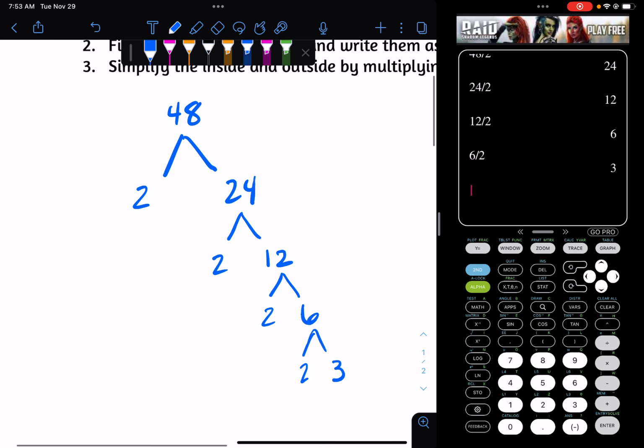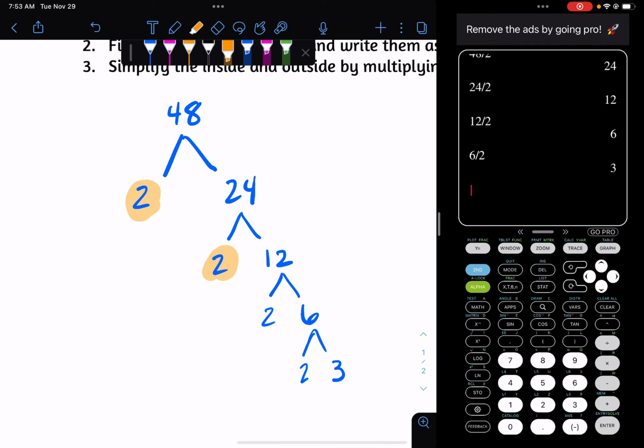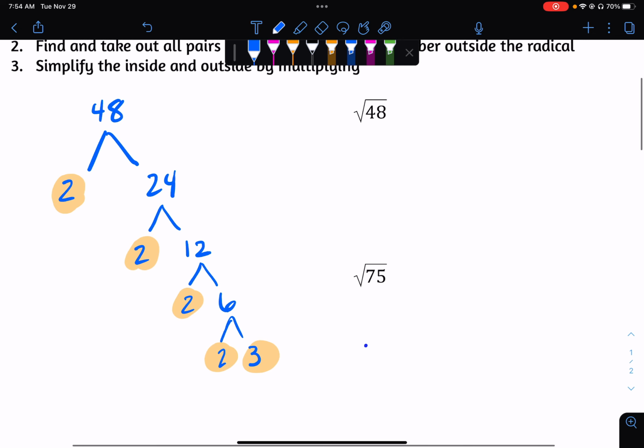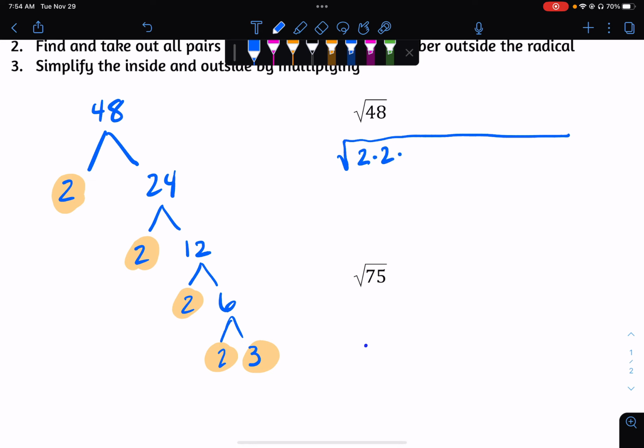Now, this is what I mean. This is a prime factorization. What we just found were all the prime numbers that, when I multiply 2 times 2 times 2 times 2 times 3, all together, I get 48. Okay, so now that we did that, here's what I'm going to do. I'm going to rewrite this 48 like this. I'm going to make a huge radical. If I multiply 2 times 2 times 2, there's 4 of them, right? Times 2 times 3, that would give me 48.